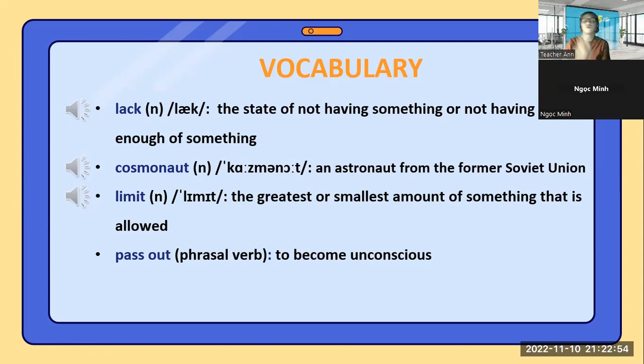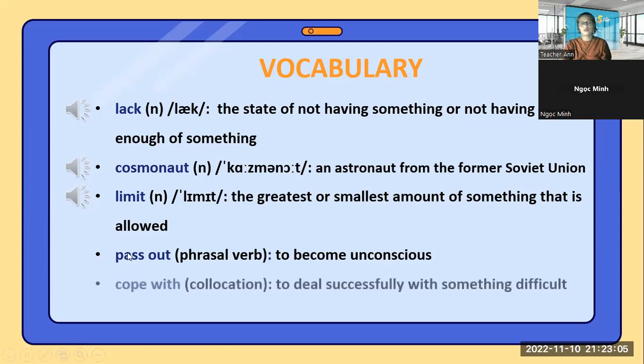What is the limit for that? Only 100 pounds, only 100 degrees centigrade. That's the limit, the boundary. Next, pass out means to become unconscious. "Oh, I passed out the last time. I don't know what really happened." You are unconscious. You don't know what happened.